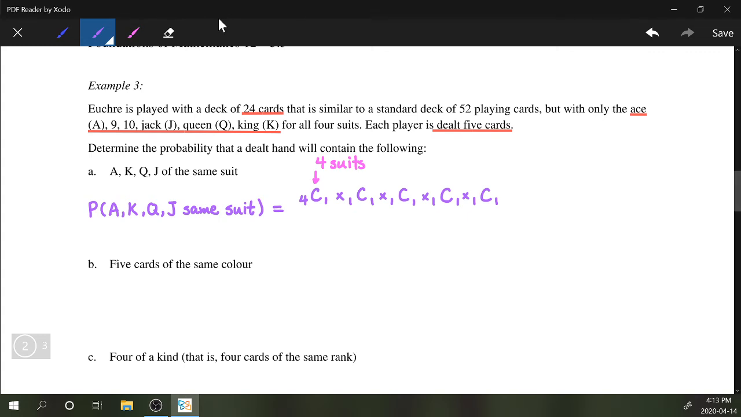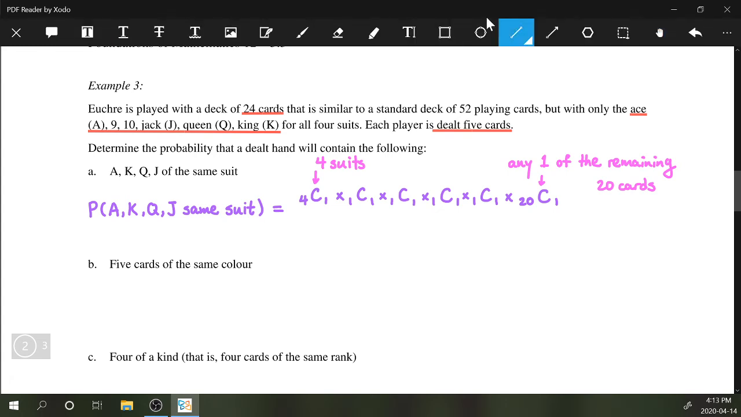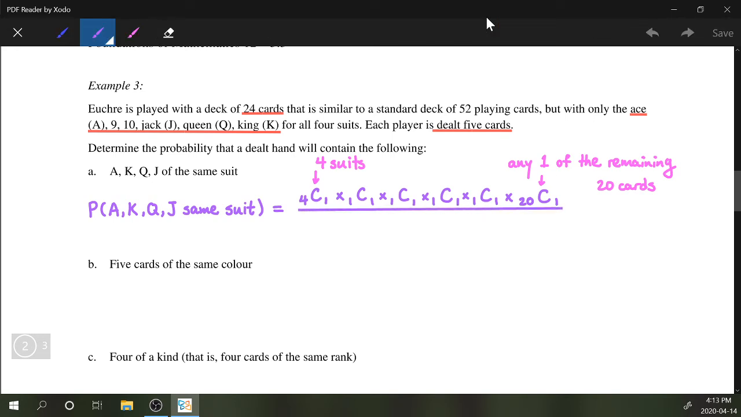Now, the last card, we have a 5 card hand, so the last card still needs to be dealt. There are 20 cards remaining. I'm going to choose one of those, any one of the remaining 20 cards. And then we will divide by the total number of hands that are possible. So that will be any of the 24 cards, and then we will choose 5 of them.